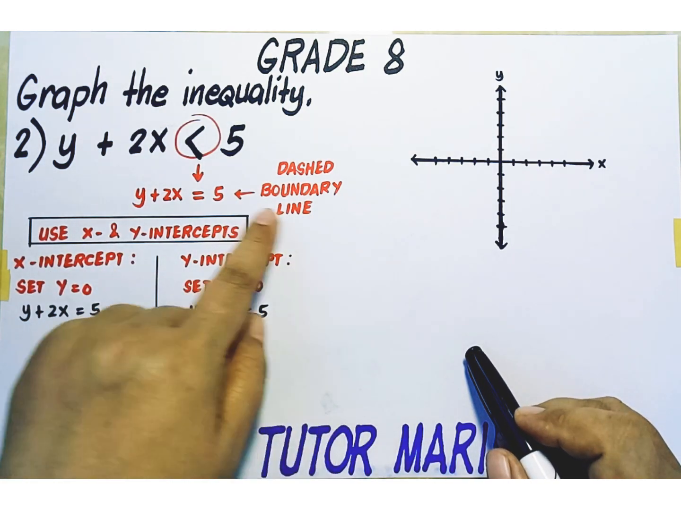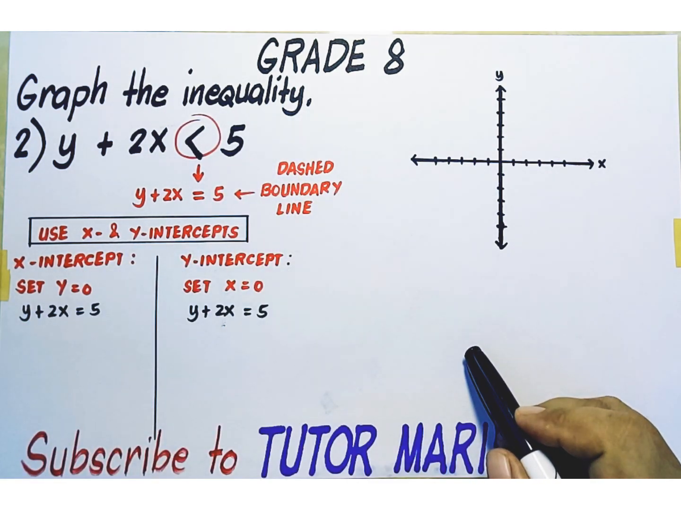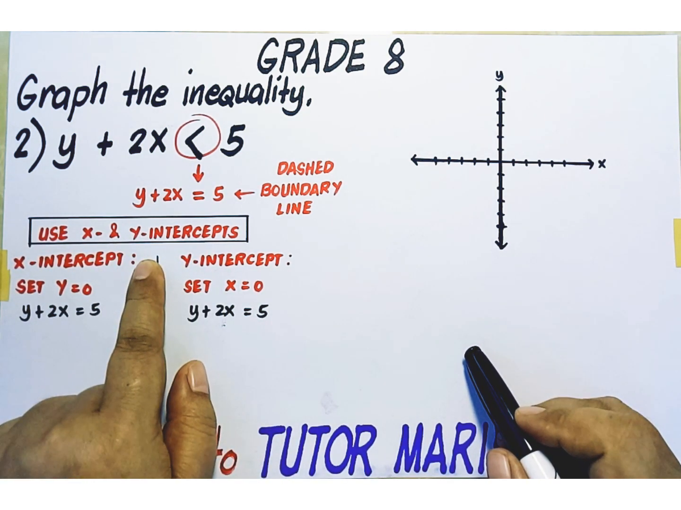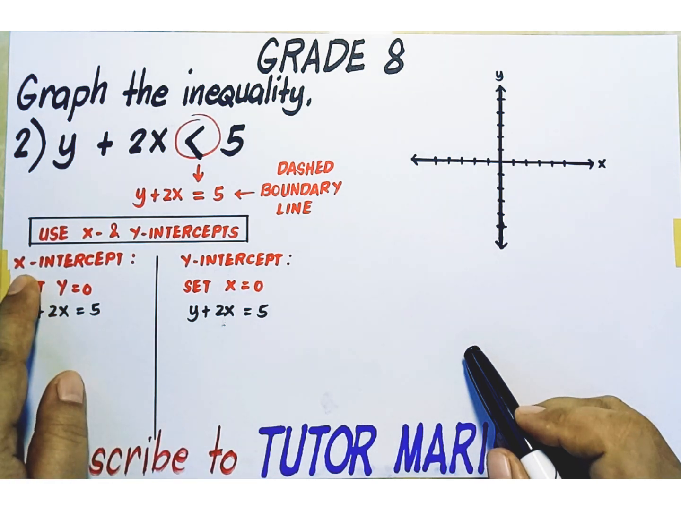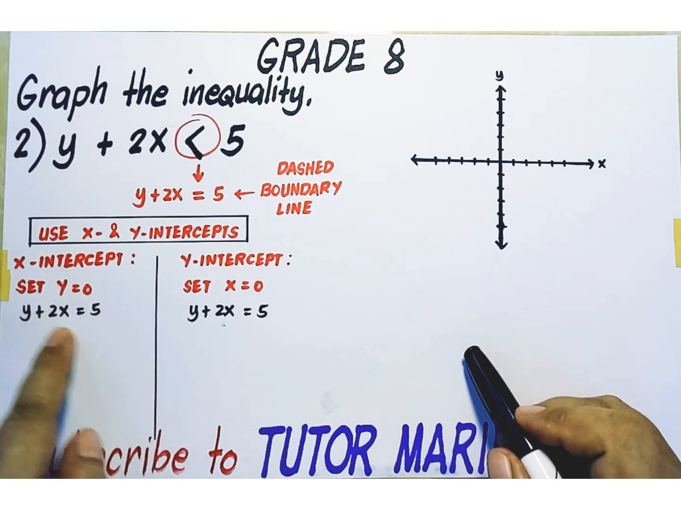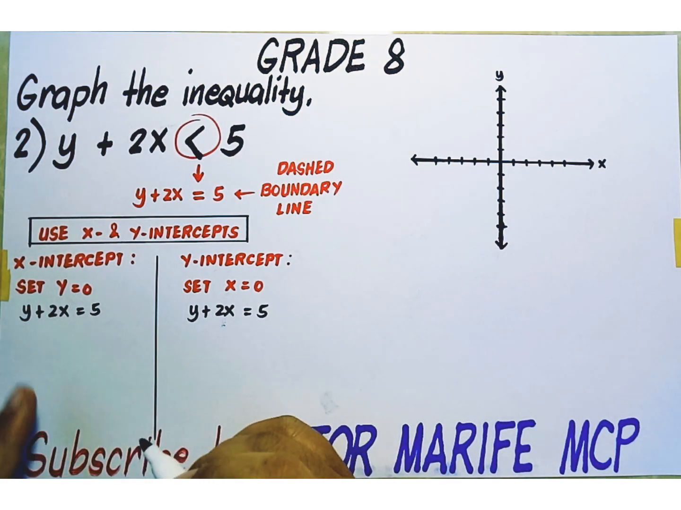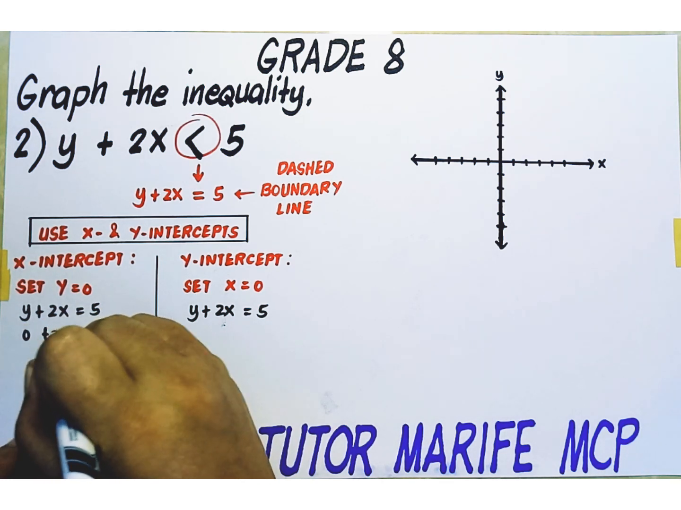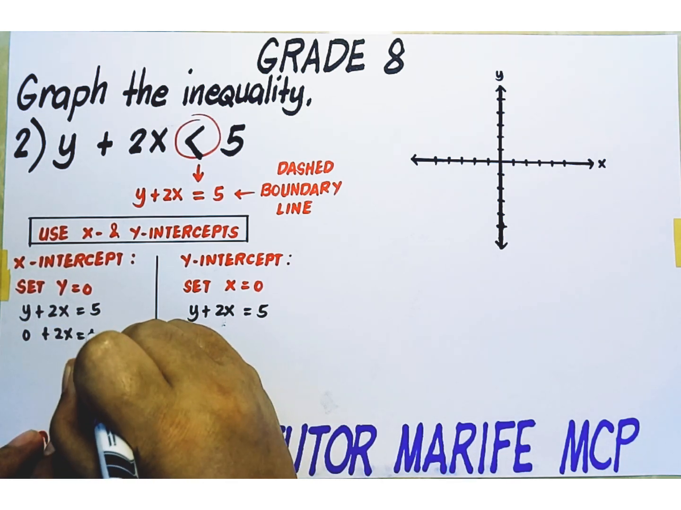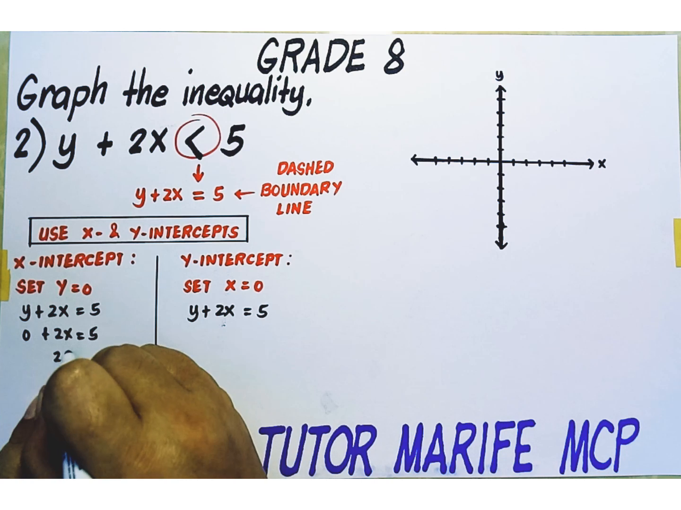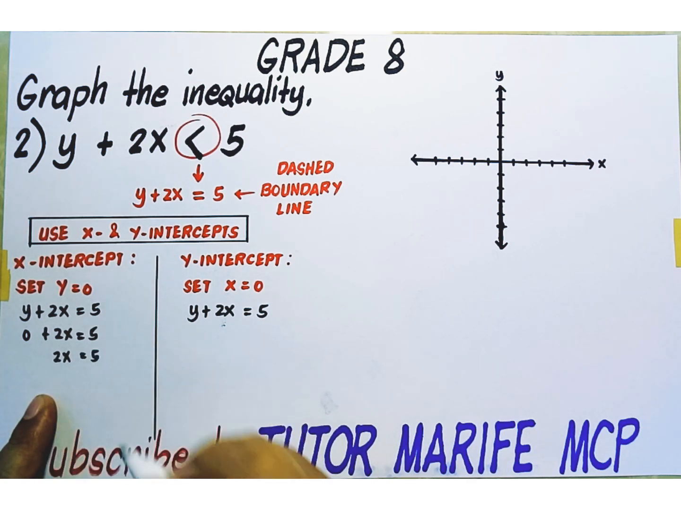Step 2, construct the dashed boundary line. Again, we are using the x and y-intercepts to draw the boundary line. To solve for the x-intercept, we set y to 0. From y plus 2x is equal to 5, replace y with 0 and solve for x. 0 plus 2x equals 5. Any number added to 0 is always equal to the number. So 2x is equal to 5.